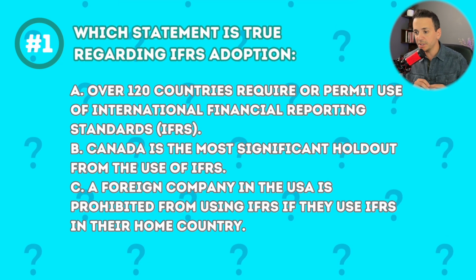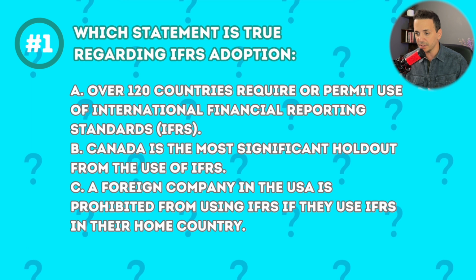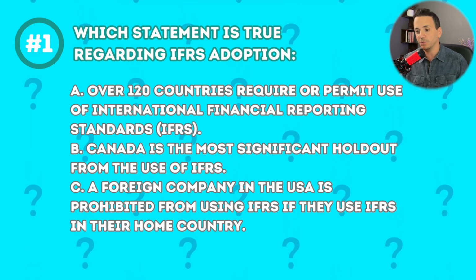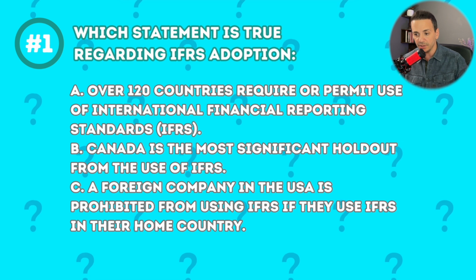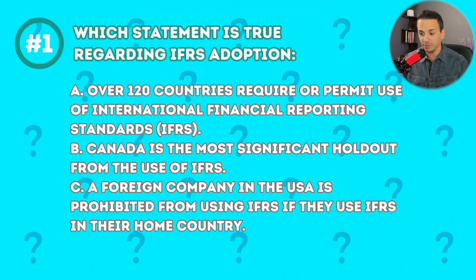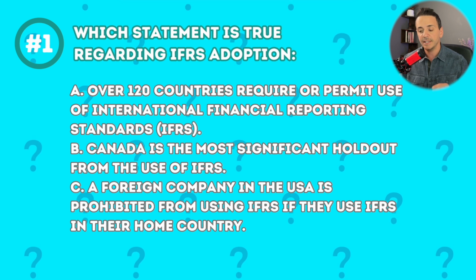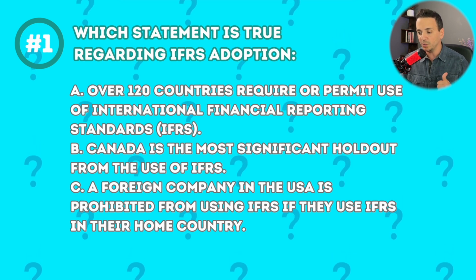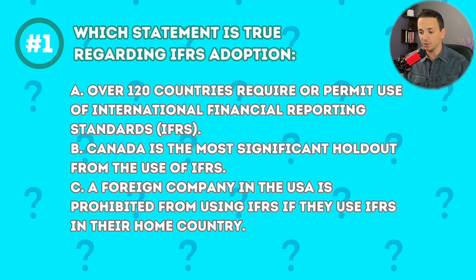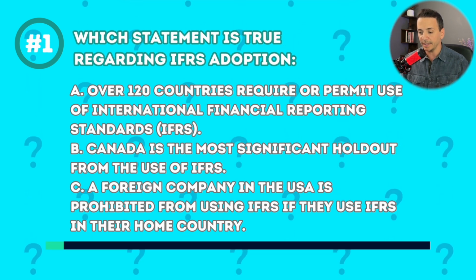Question number 1. Which statement is true regarding IFRS adoption? A. Over 120 countries require or permit use of International Financial Reporting Standards, IFRS. B. Canada is the most significant holdout from the use of IFRS. C. A foreign company in the USA is prohibited from using IFRS if they use IFRS in their home country. Let's start a 10-second counter.